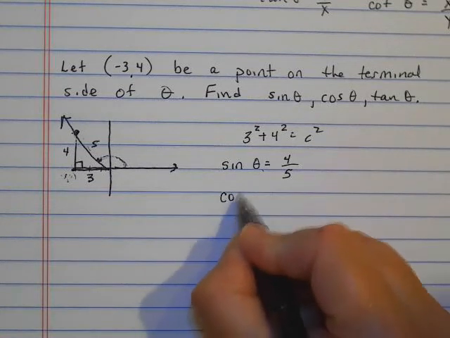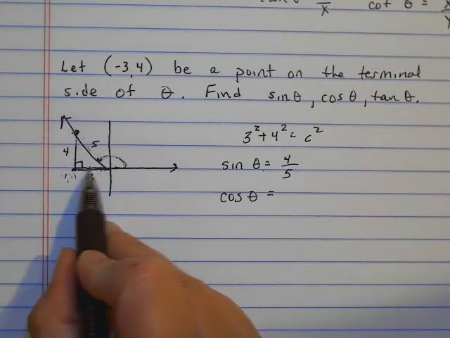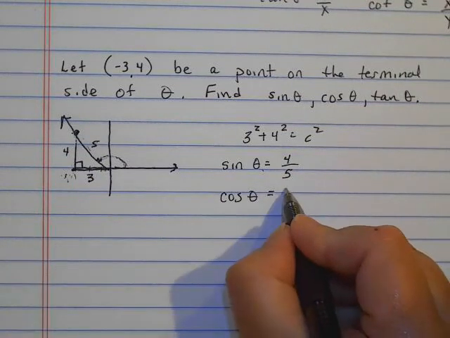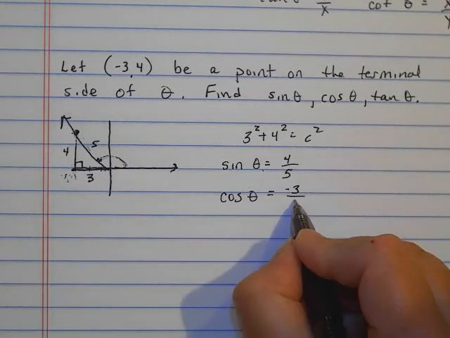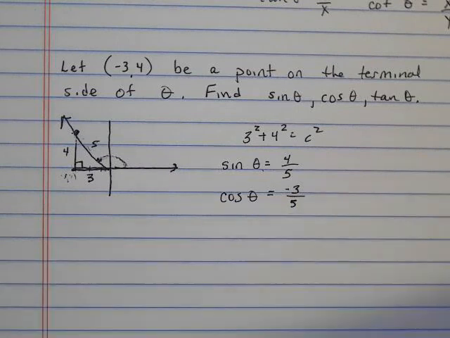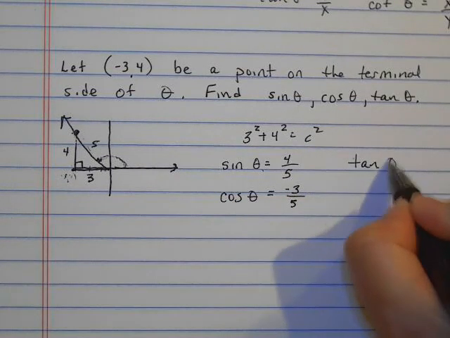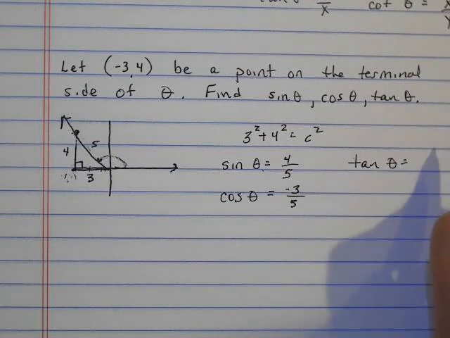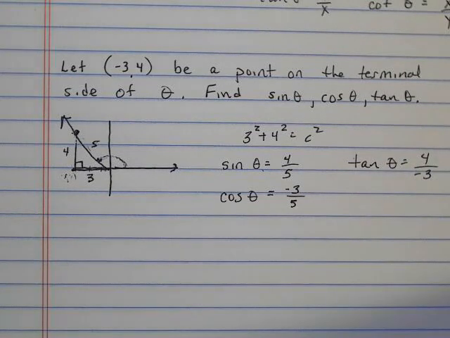Cosine of that angle is going to be the x value, which is actually -3, even though that's 3 units long, over the radius, which is 5. And then to find tangent, we're going to use our y value, which was 4, over our x value, which is -3. So the ratio of tangent for the angle theta is -4/3.